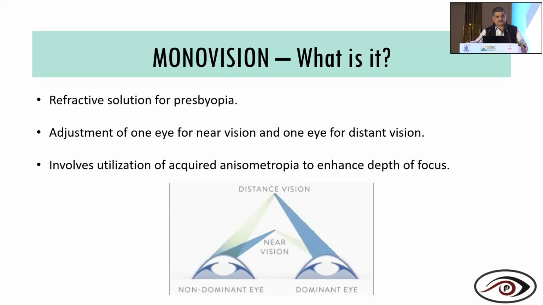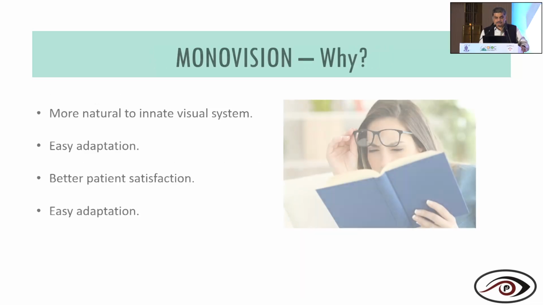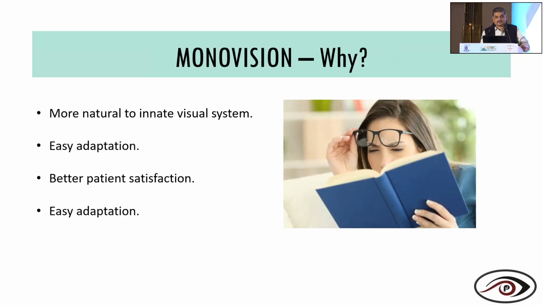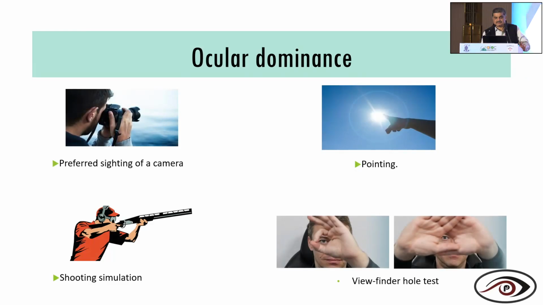So I'll be talking about redefining monovision. So what exactly is monovision? It is a refractive solution for presbyopia. Normally, what we do is adjust one eye for near vision and the other eye for distance vision. So why do we all pick monovision? Because it is more natural to the visual system, easy adaptation, and better patient satisfaction.